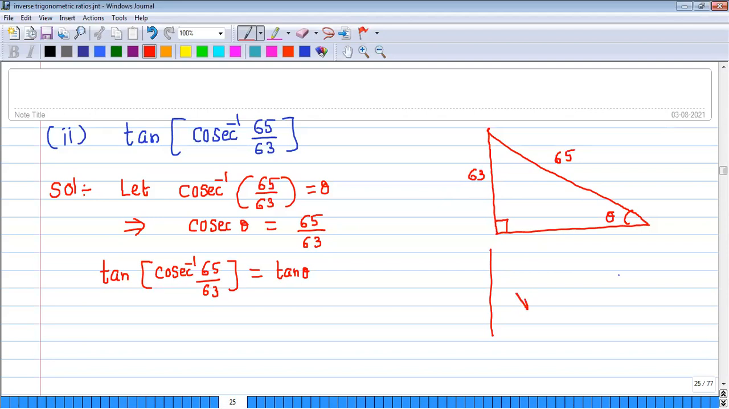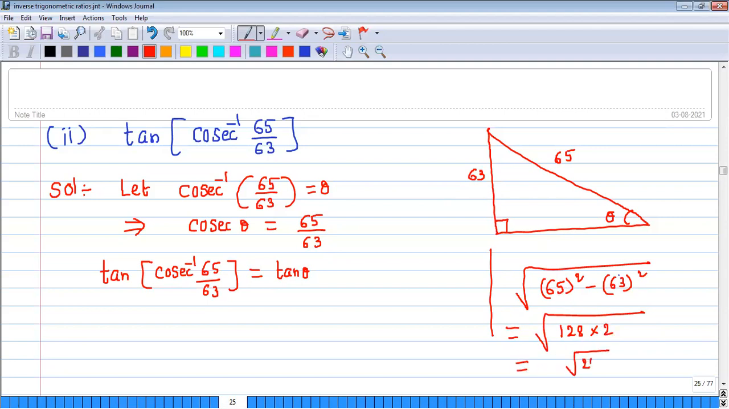So that is under root of, what do you get? 65 whole square minus 63 whole square. Now this is a square minus b square form. 65 plus 63, that is 128, into 65 minus 63, that is 2. 128 into 2 is square root of 256. That will be 16. Obviously, this side is 16.